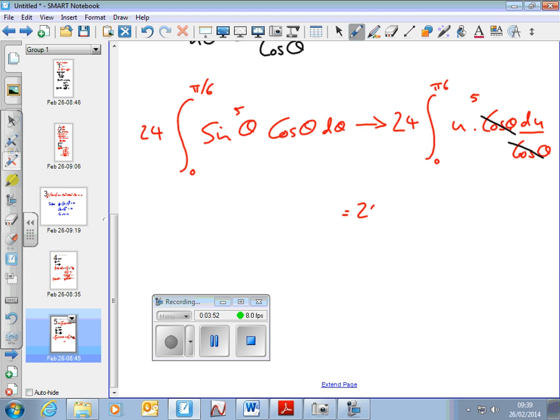So it equals 24 integral between 0 and pi over 6 u to the 5 du, which is a standard integral. Actually turns out to be the one we've used already. Just add 1 to the power, divide by the new power. Let's see. Oh no, not plus c, because it's a definite integral, and so between 0 and pi over 6.